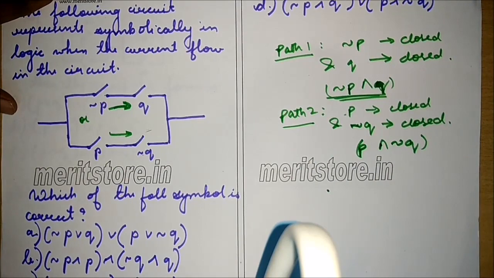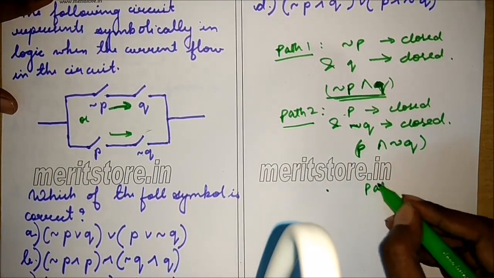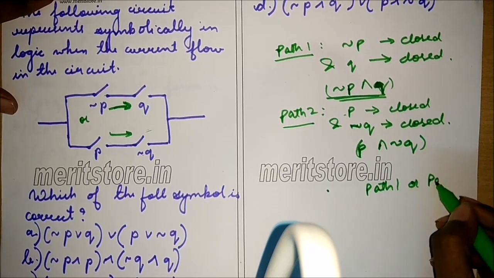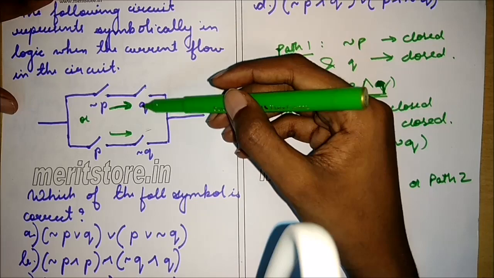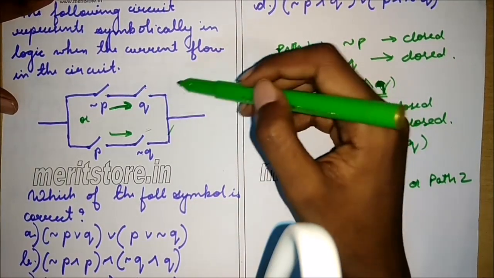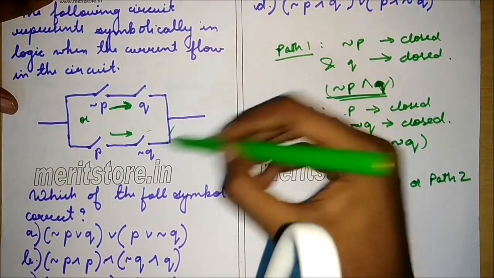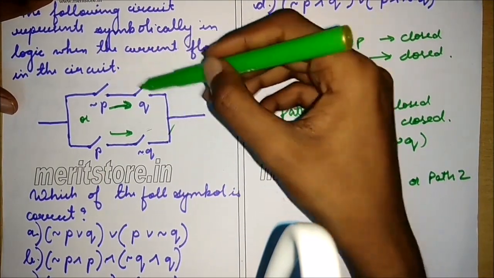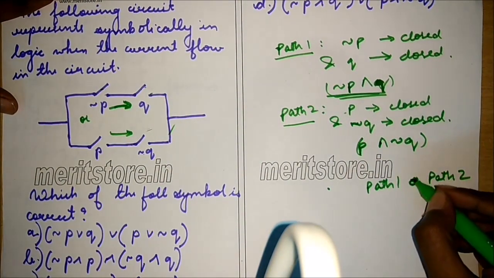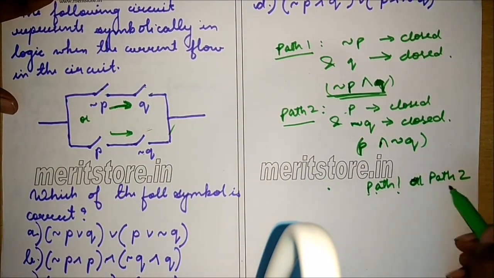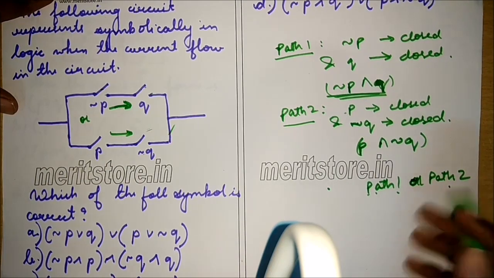So path 1 or path 2 can be symbolically represented as, current can flow through either one of these or both of these. Current will still flow if all the 4 switches are closed or if only 2 adjacent switches are closed. So this is possible for an OR condition. So this will be path 1 or path 2.